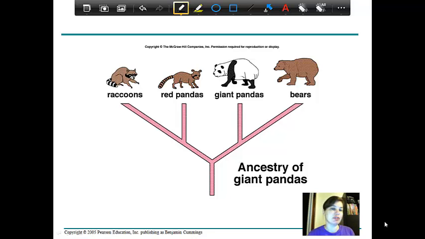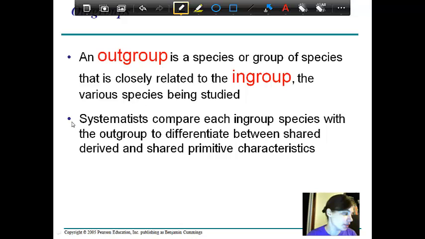Now let's think about what a derived trait is. Now, I actually had to look this up because I'm not that familiar with what raccoons, red pandas, giant pandas, and bears all have in common. But it turns out that they have a special type of foot. It's called a cat foot.